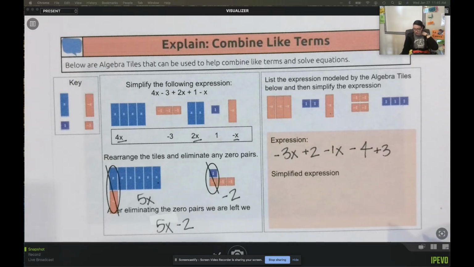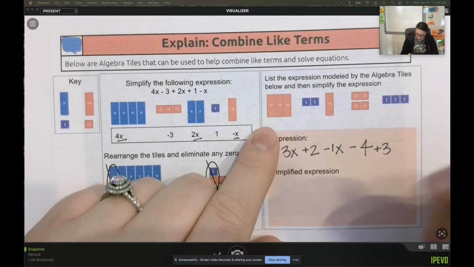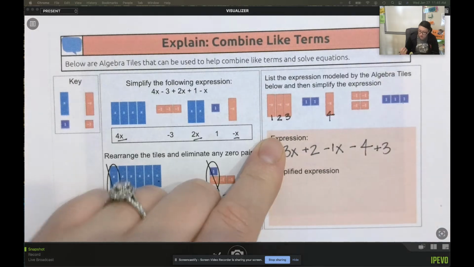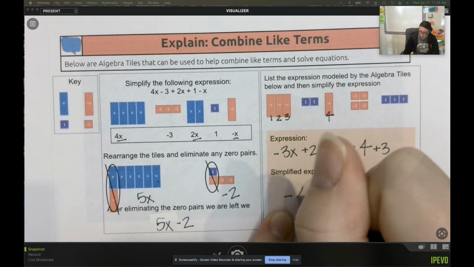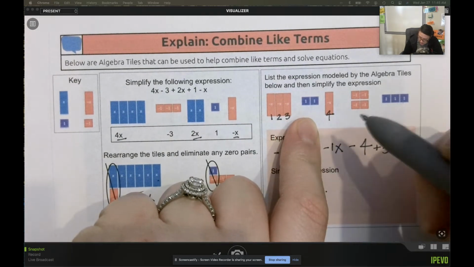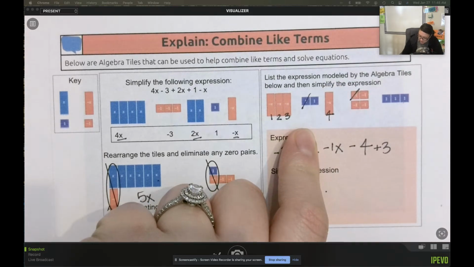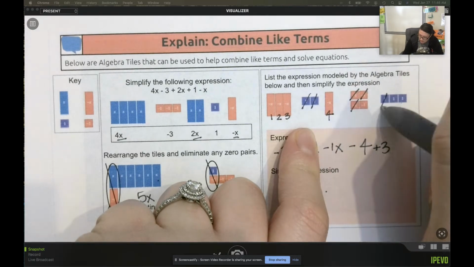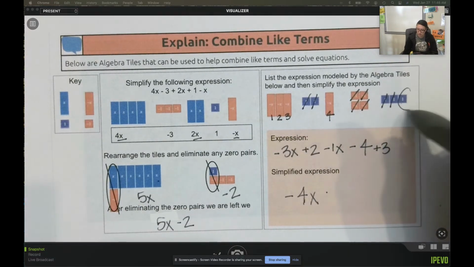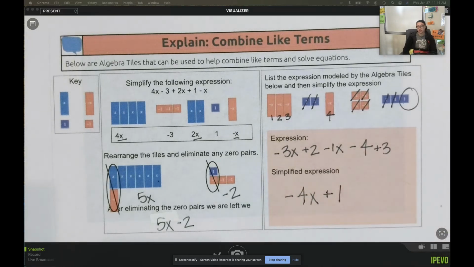If I simplify that expression, I put all my x's together. They're all negative. I see I have 1, 2, 3, 4 negative x's. So that'd be negative 4x. And then for my other ones, I see a negative and a positive make a 0 pair, and that happens four times. So I'm left with 1 positive, or plus 1. So that's combining like terms with algebra tiles.